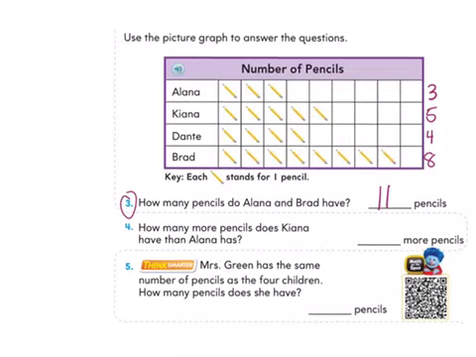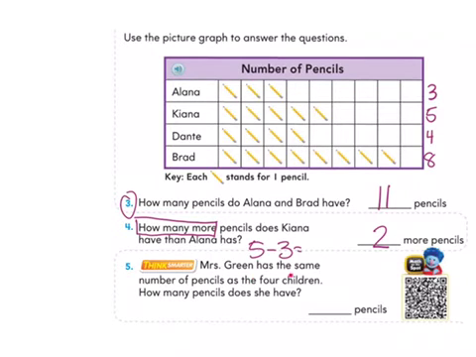How many more pencils does Kiana have than Elena has? So we've seen this a lot. How many more? We gotta subtract. So Kiana has 5. Elena only has 3. So we got to figure out what's 5 minus 3. 2. So it's 2 more pencils.